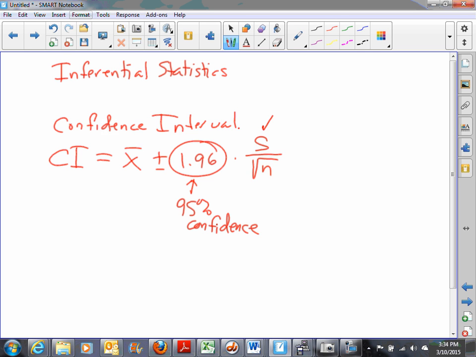Now, S stands for the standard deviation, the standard deviation from the mean. And again, S is the standard deviation of the sample, not of the entire population. And N is the number sampled.